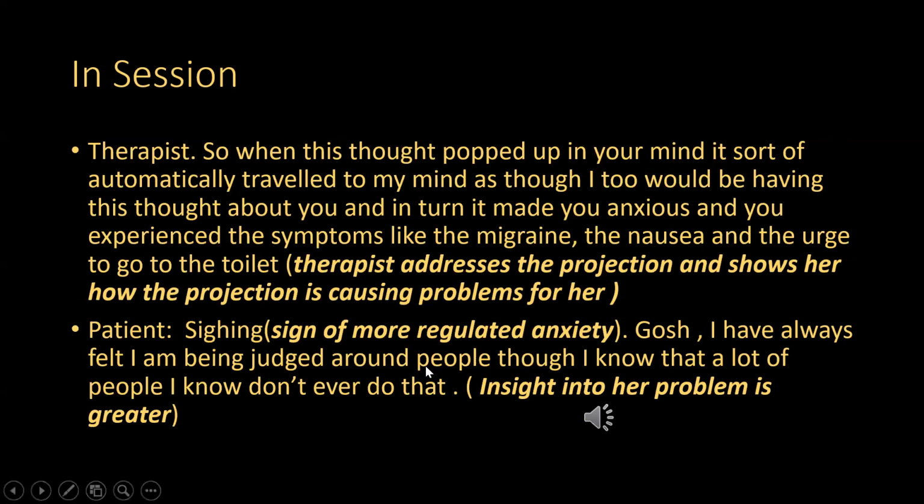So, here the therapist makes the patient aware that this thought popped up in her mind and it kind of automatically looked like it traveled to the therapist's mind. And then it felt to the patient as though the therapist has this thought about her, and in turn, it made the patient anxious, and this anxiety gave her all these symptoms. Now the patient says this is something that happens to her all the time when she's around people, and no wonder she feels anxious when she's meeting people. This gives her insight into her problem.